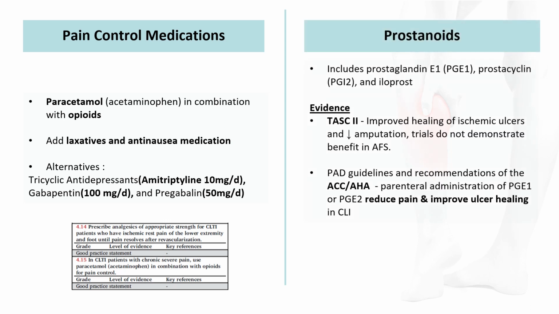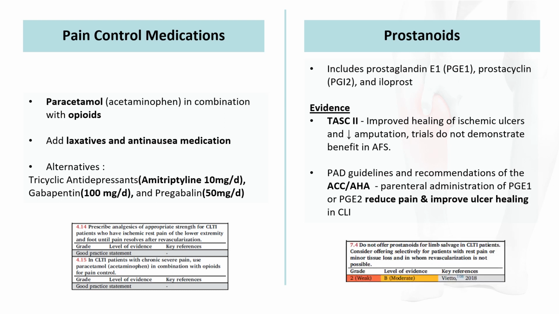Now, prostanoids in chronic PAD have been evaluated across trials, and they have found that they do not offer long-term benefits. However, there have been reports of reduction in rest pain and improvement in ulcer healing in about 1/3 of patients in most trials. And that's why, though there is no recommendation for the use of these drugs in many of the guidelines, the ACC/AHA guidelines do mention them for reduction of rest pain and improved ulcer healing.